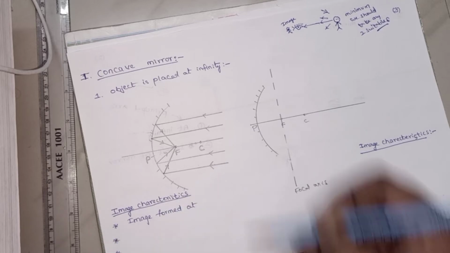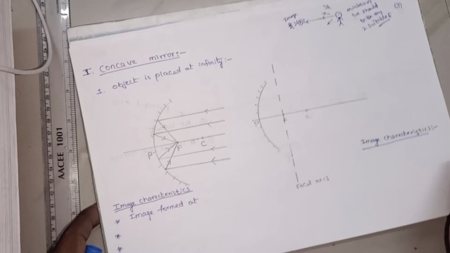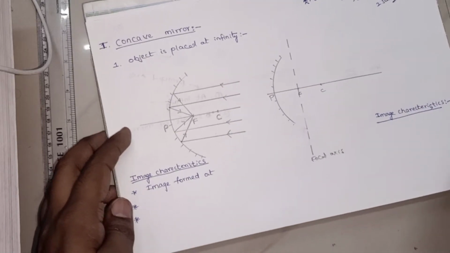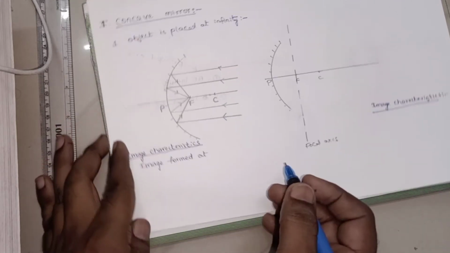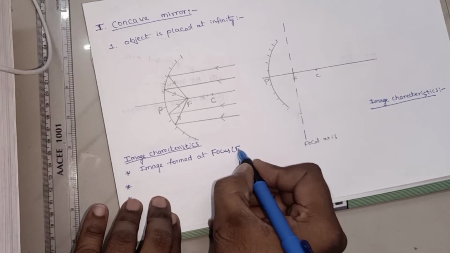So here I had taken 4 rays. Instead of 4 rays you can take 2 rays also. Now the first step is, after drawing the ray diagram, we need to write the image characteristics. Can you guess what the image characteristics are? First thing, where is the image formed? The image is formed at focus.